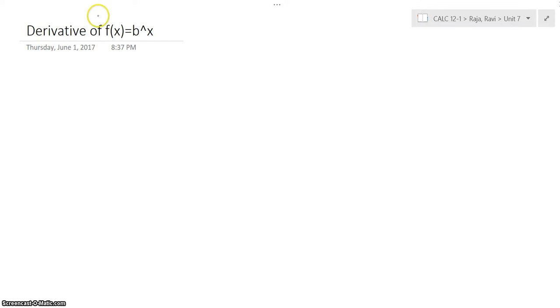Okay, so we are going to talk about the derivative of b to the x, and we already know that the derivative of e to the x is simply just e to the x, which actually works out quite well, but the derivative of b to the x is actually quite a bit different.